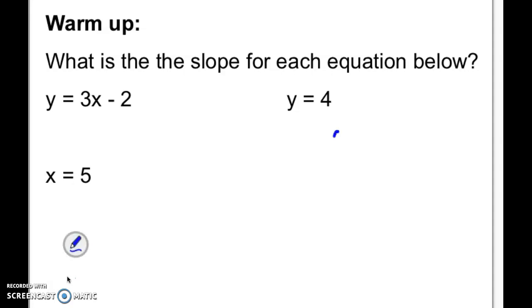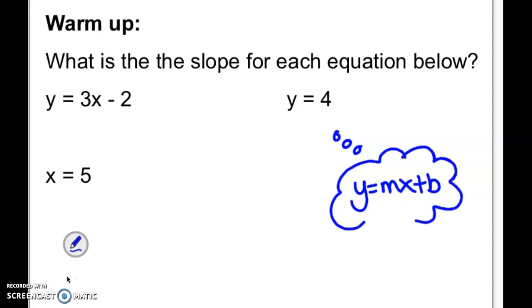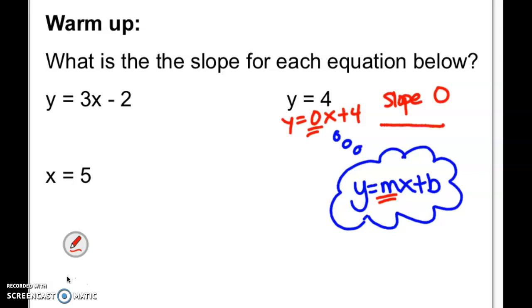Right? If you think about the form y equals mx plus b, that's slope-intercept form. And it's really easy to see the slope from it because the slope is the one attached to the x, your m. So in this case, you can think that we have y equals 0x plus 4. So my slope is 0. Okay, it's going to draw you a flat line at y equals 4.